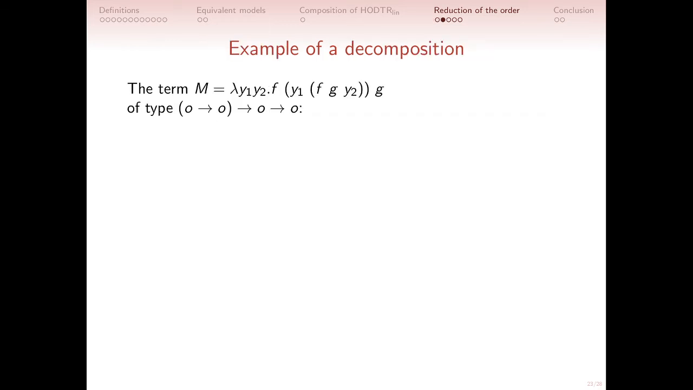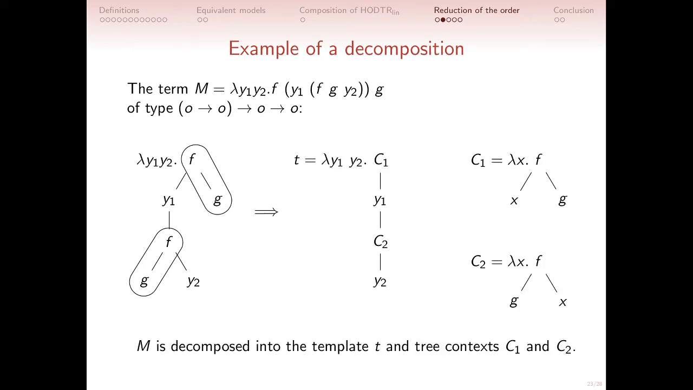So, for example, with this term m, with two variables y1 of type O to O and y2 of type O, we can write it this way, and it's important to write it this way, because what we see is that we have groups of nodes that we can piece together and create tree contexts with these, and then we will have a template that uses the tree contexts to build the term m.